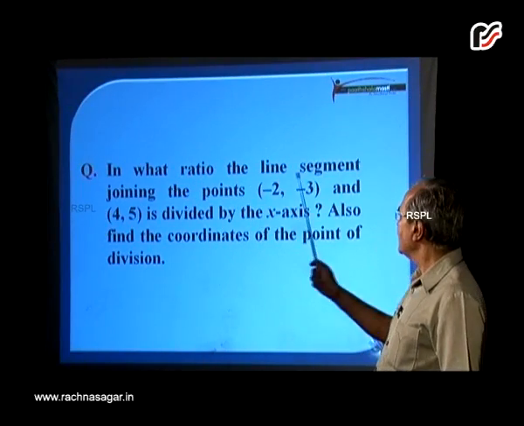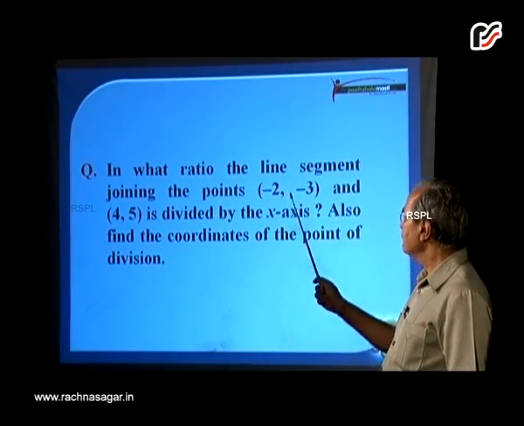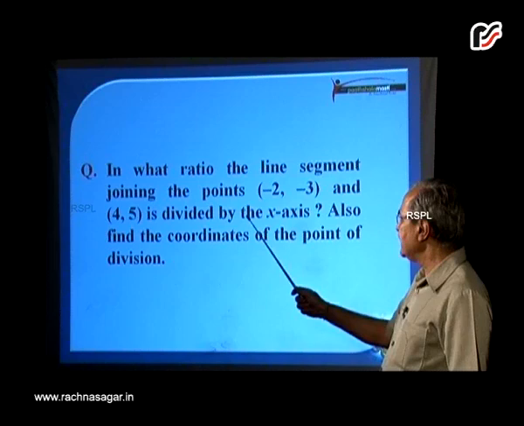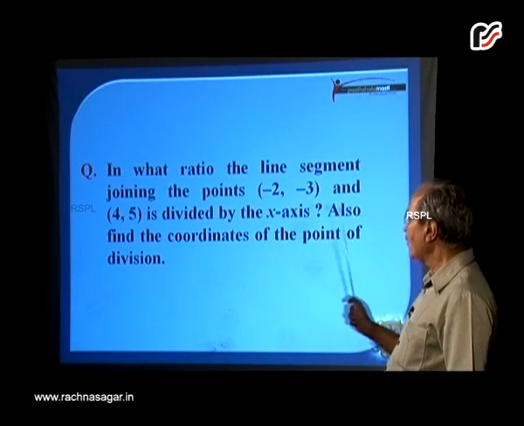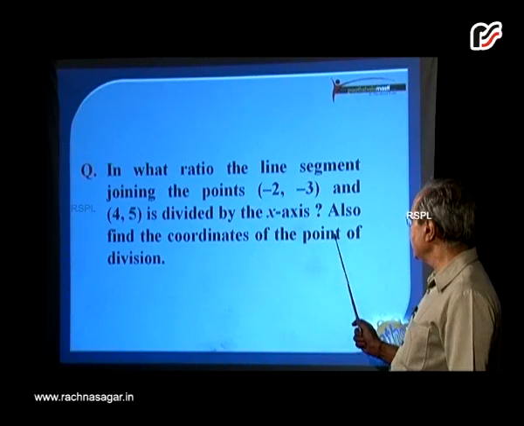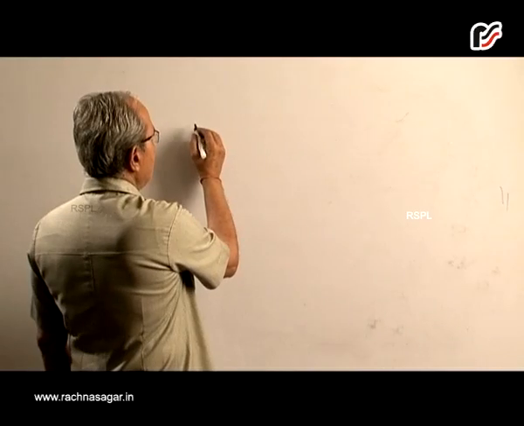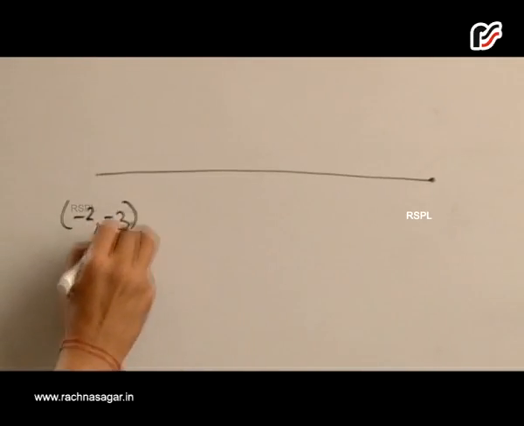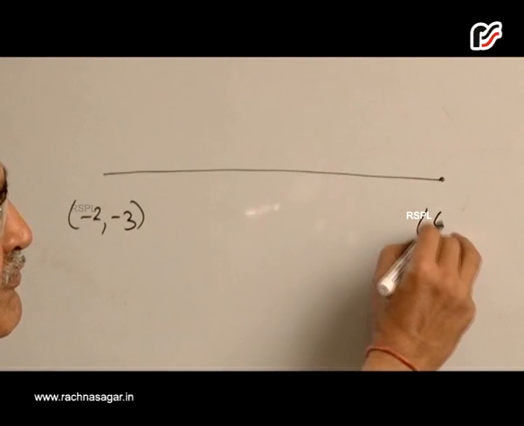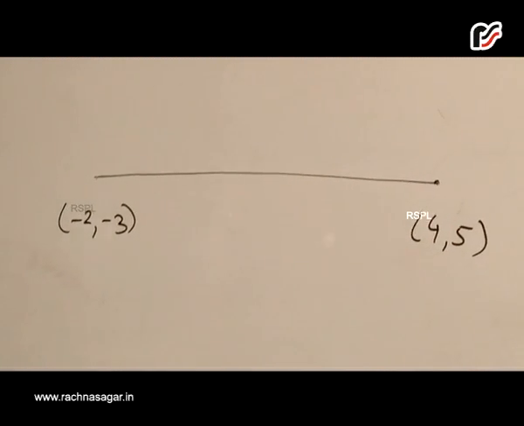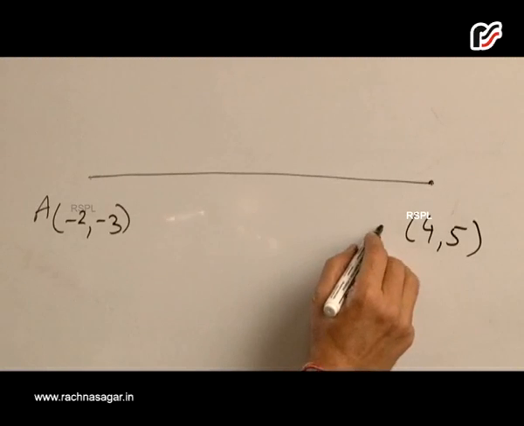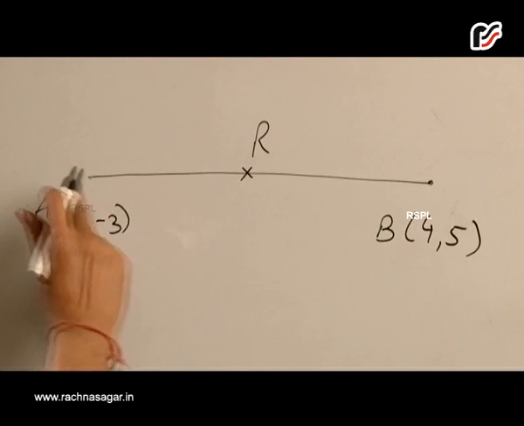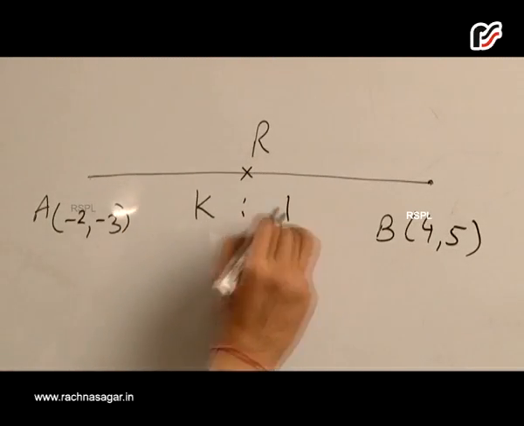In what ratio is the line segment joining the points (-2, -3) and (4, 5) divided by the x-axis? Also, find the coordinates of the point of division. Here we have to find out in what ratio the line segment joining the points (-2, -3) and (4, 5) is divided by the x-axis. Let point R divide AB in the ratio k:1.